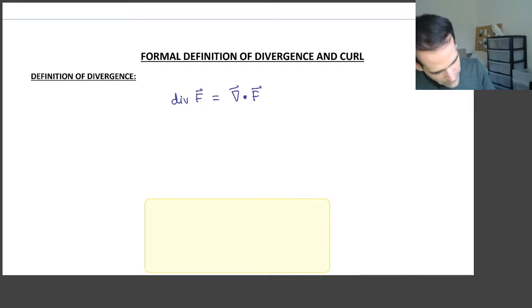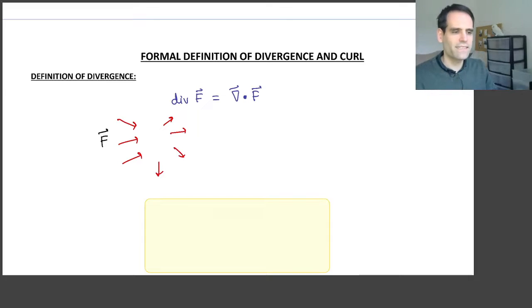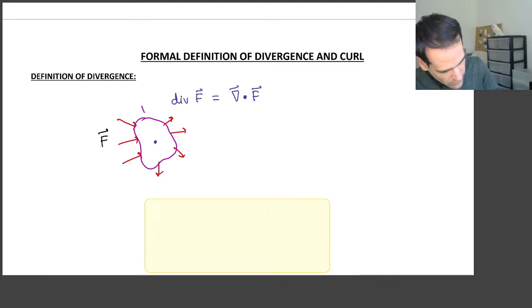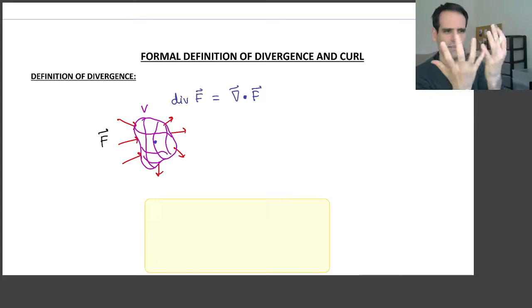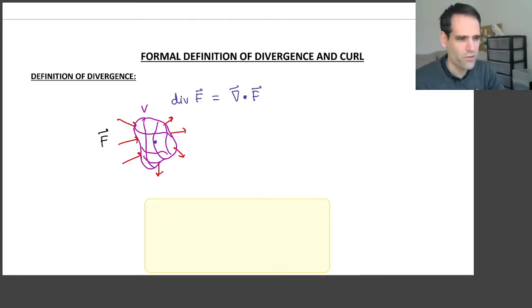So you have a vector field f, which looks like something. And now we want to calculate the divergence at some point. For example, I want to calculate the divergence here. So the way to calculate the divergence is you imagine a volume that surrounds this point, and this is a closed volume, okay? And this closed volume is associated to a closed surface that surrounds this volume, right? So this is like this shape that surrounds the volume.